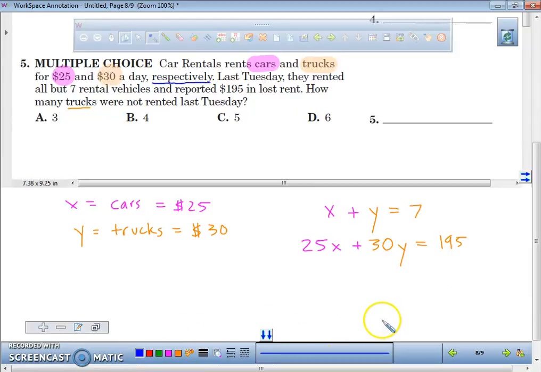Okay? So what we can do here is let's choose. I'm going to choose a wrong answer. All right, here we go. What if I plugged in a 4 and a 3 right there? Here's how you can check it. Do 25 times 4 cars and add 30 times 3 trucks, and that's 100, right? And that's 90. So what does that get you to? 190, and so that's not it. Because we want what? 195.